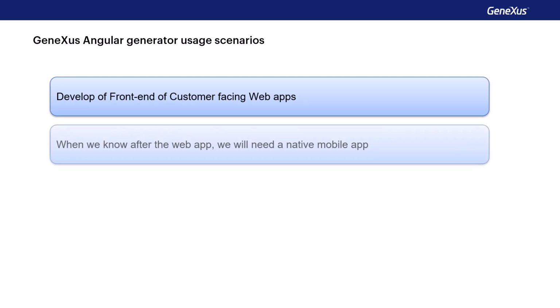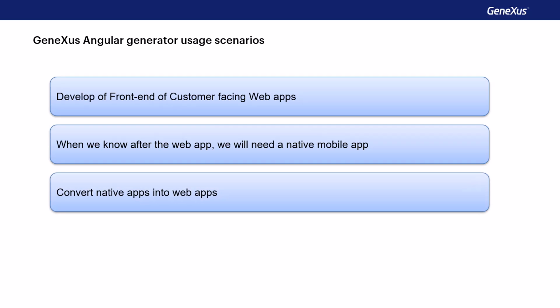Another case in which Angular development is the right choice is when we're sure that after the web front end, we will need a native mobile front end. In this case, the panels created for the Angular application can be reused to generate the Android or iOS application, defining the layouts corresponding to the devices we're going to use.